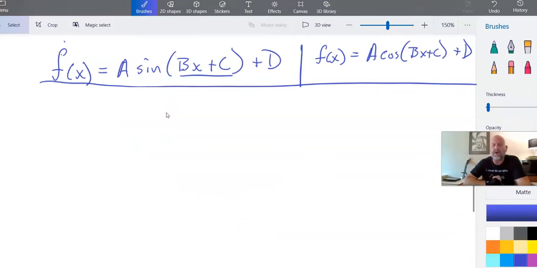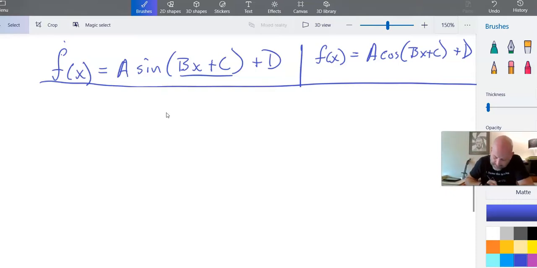Okay, so now I want to introduce what happens with C, because what C does, C shifts you left and right is what it actually does. And so we want to take a look at that. So we've looked at what happens when the period is changed and it's shrunk down. And then we need to see what happens when we move it left and right.